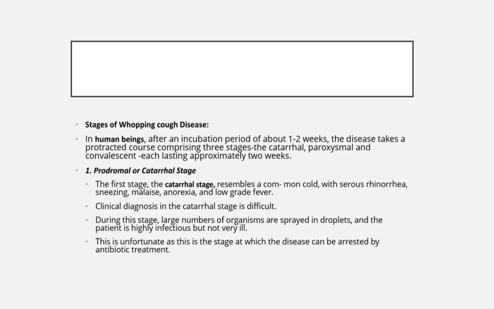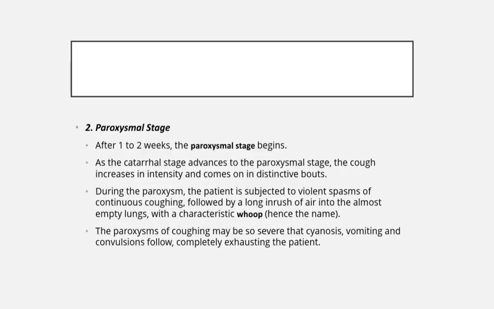Prodromal or catarrhal stage. The first stage resembles a common cold with serous rhinorrhea, sneezing, malaise, anorexia, and low-grade fever. The clinical diagnosis at the catarrhal stage is difficult. During this stage, large numbers of the organism are spread in droplets and the patient is highly infectious but not very ill. This is unfortunate, as this is the stage at which the disease can be arrested by antibiotic treatment. Paroxysmal stage. After 1 to 2 weeks, the paroxysmal stage begins.